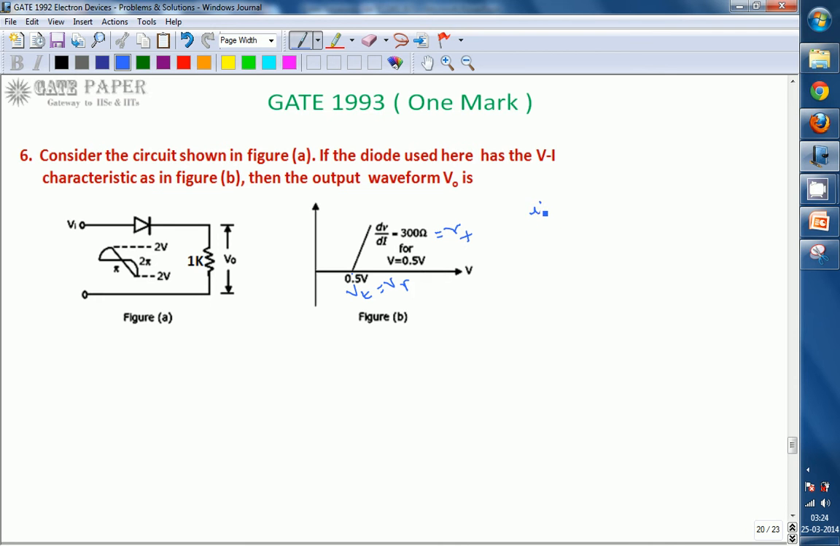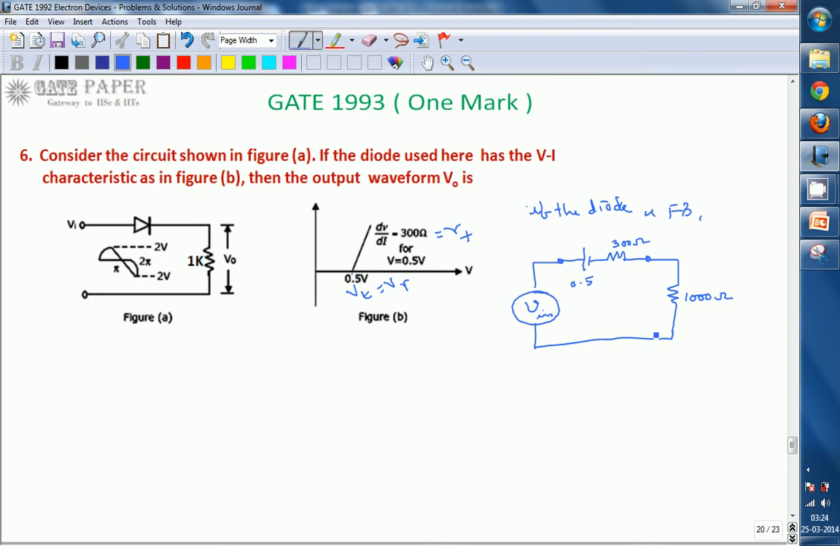So if the diode is forward bias, then we can use the diode model as the cut-in voltage followed by a resistor. This is the model, and the voltage across this is 0.5 volts, and this is 300 ohms, and this is connected with a resistor of 1 kilo ohm, that is 1000 ohms, and it is connected with VI. So this can be used only when the diode is forward bias.